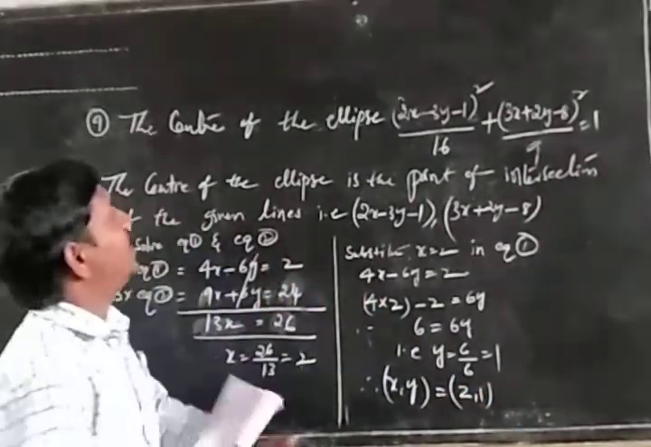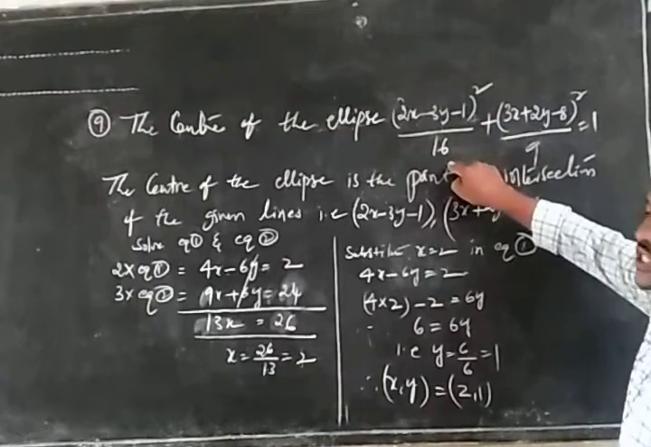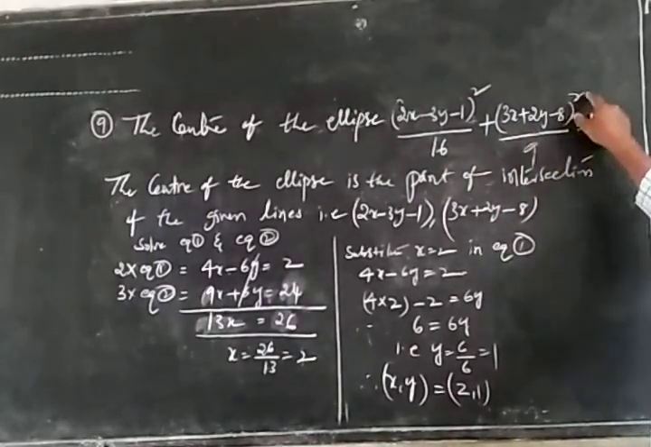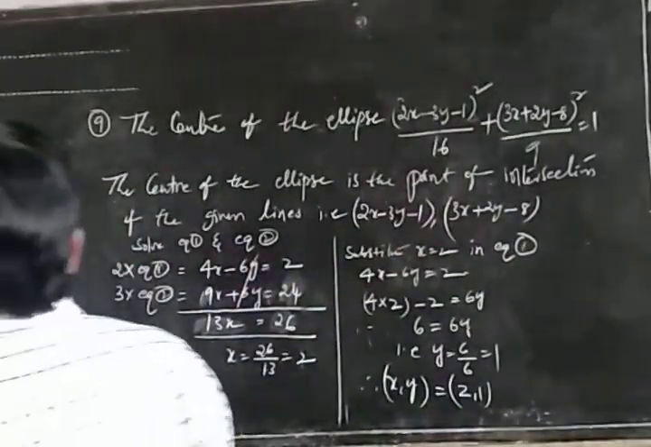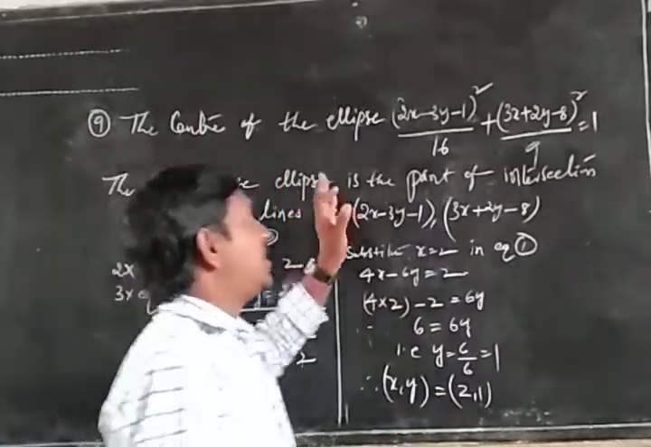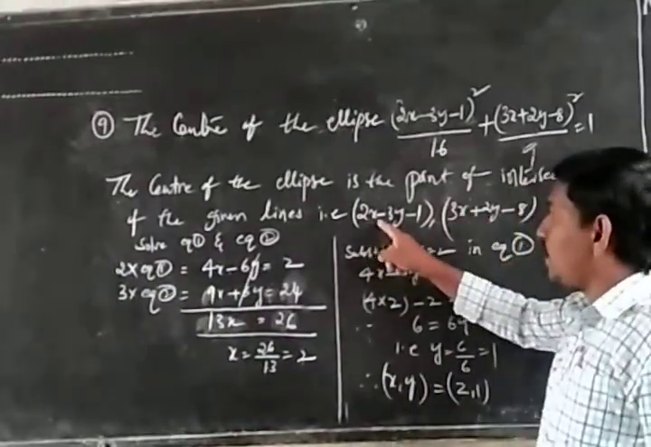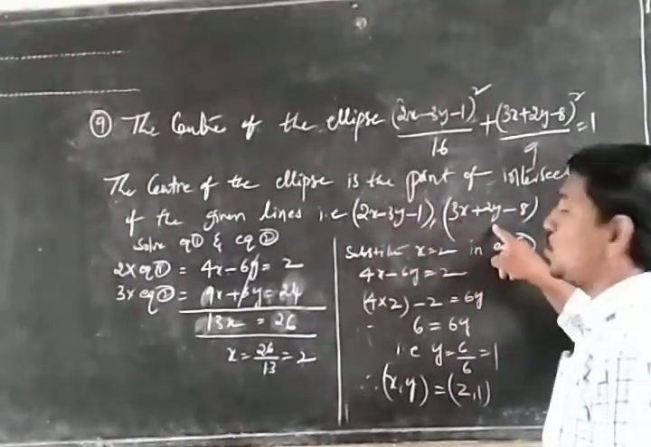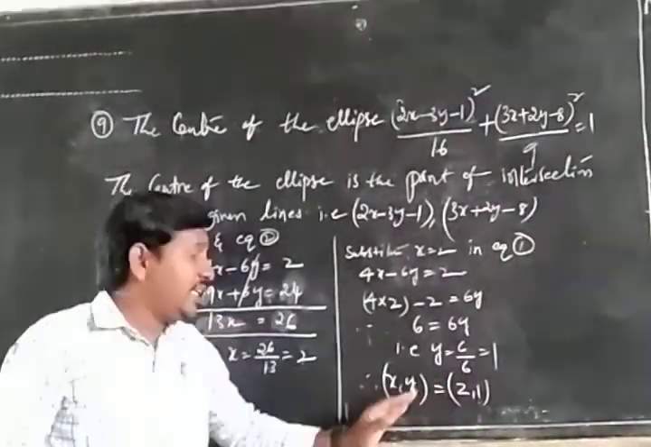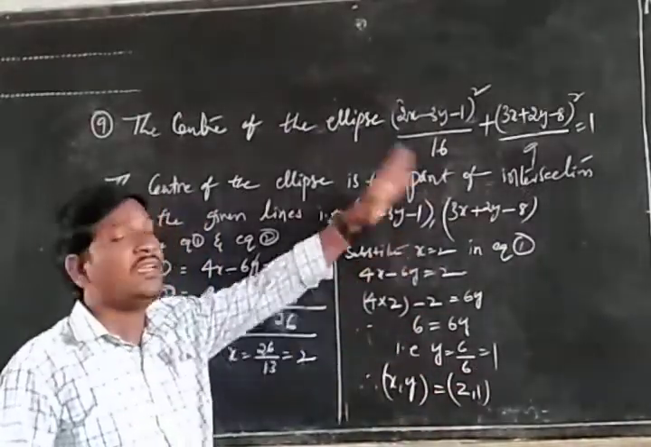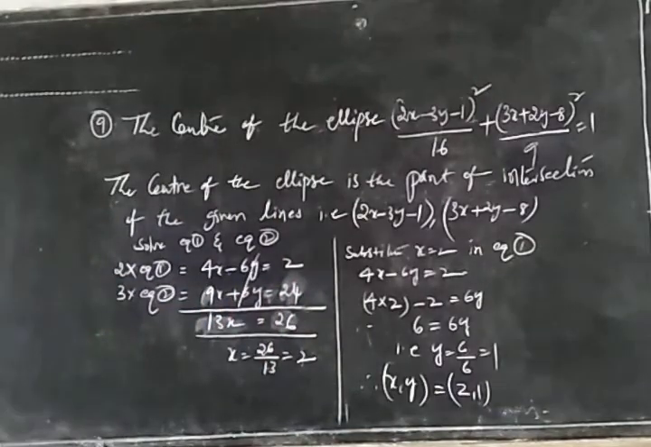So this is the center of the given ellipse (2x minus 3y minus 1) whole square by 16 plus (3x plus 2y minus 8) whole square by 9 equal to 1. How can you get the center of the ellipse? The center of the ellipse is the point of intersection of the given lines. The given lines are 2x minus 3y minus 1 and 3x plus 2y minus 8. By solving equations 1 and 2, we get the x comma y value, which is the center of the given ellipse. Okay, this is the problem of the 9th one. Write down.